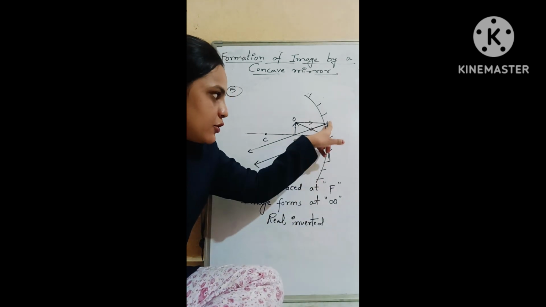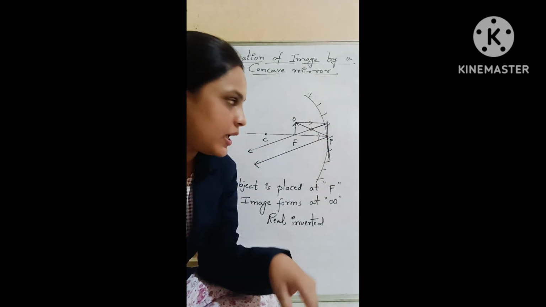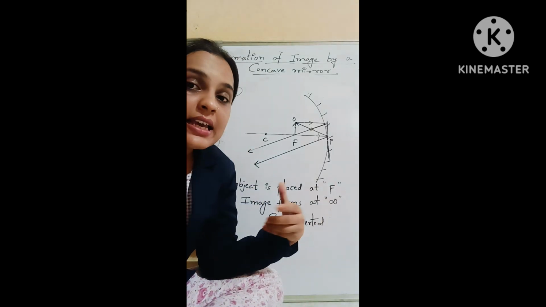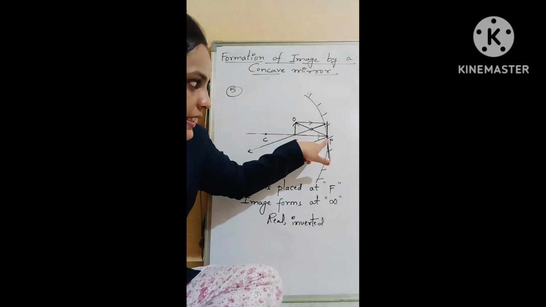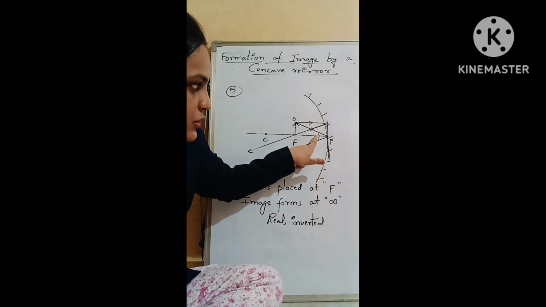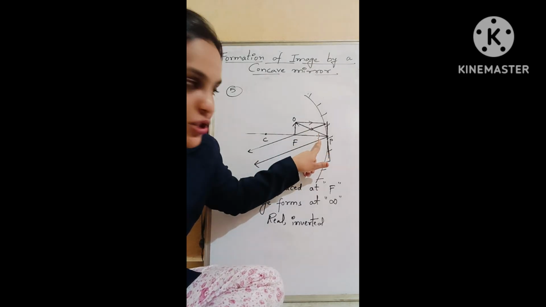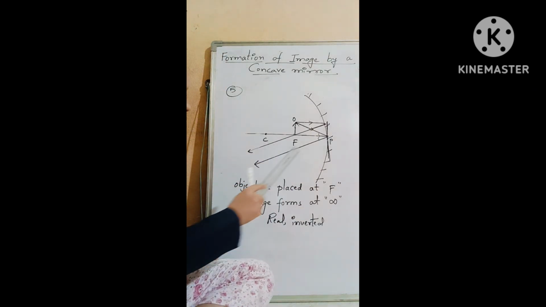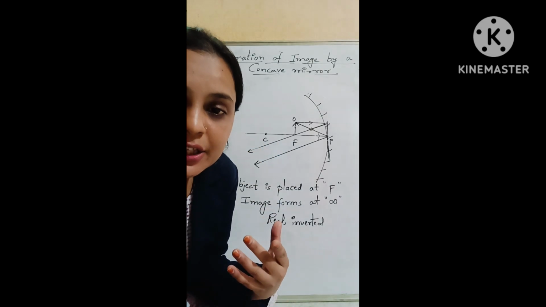Now if I draw the tangent here, this principal axis will act like a normal. According to the laws of reflection, the first law says that angle I must be equal to angle R. Whatever incident ray you take, the angle between the normal and the incident ray must be equal to the angle between the reflected ray and the normal. So this is the incident ray, this is the reflected ray, and you see these two rays appear to pass parallel to each other.